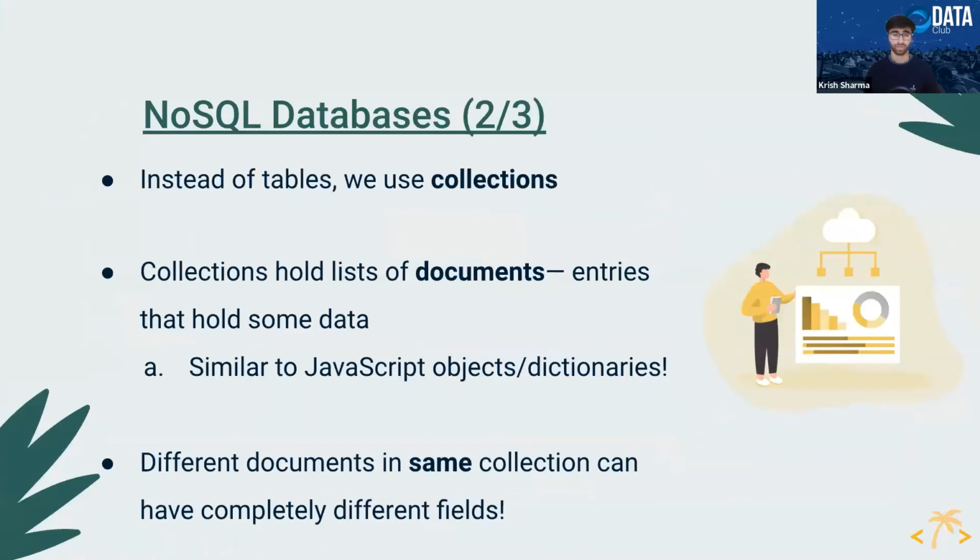And so instead of having tables, we replace those tables with collections. Collections hold lists of documents, and each of those documents is an entry that holds some data. The way to think about this is JavaScript objects and dictionaries. Your dictionary might have individual keys, and those keys may store data about that document. This is based on that high level structure of what a JSON file looks like, or what a dictionary looks like in individual programming languages.